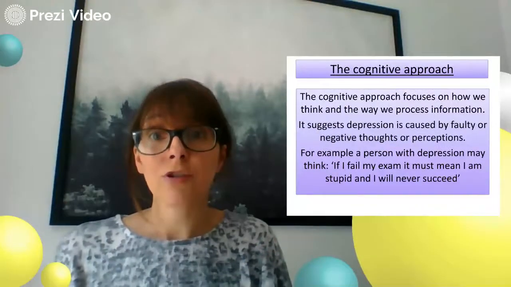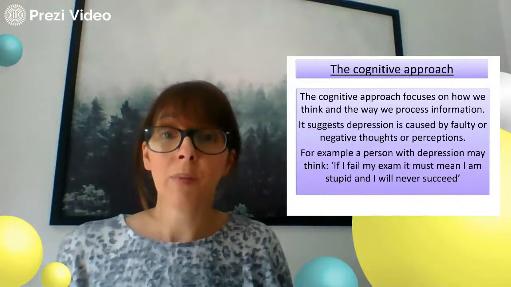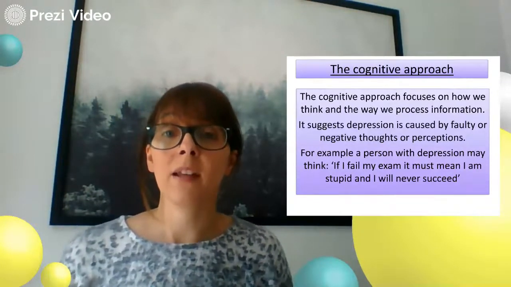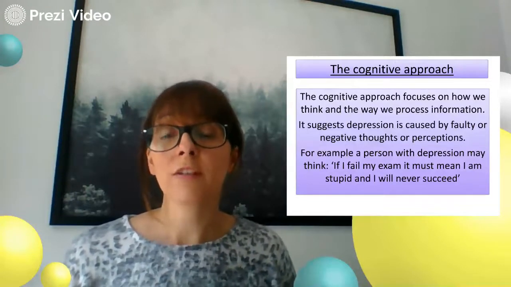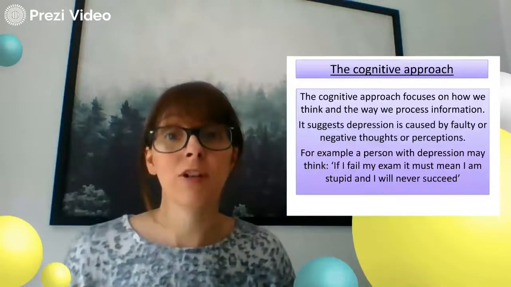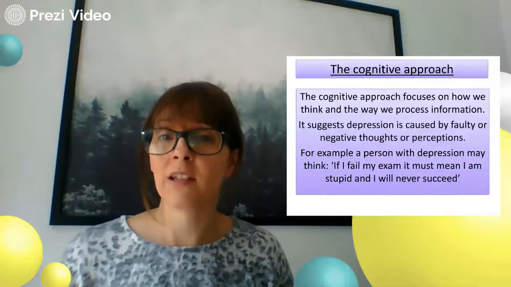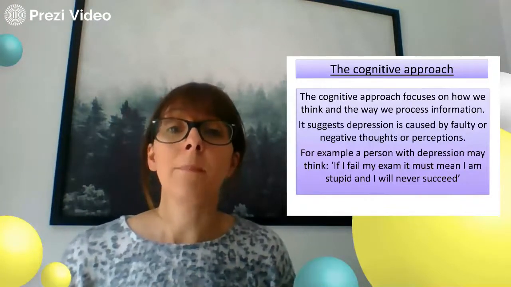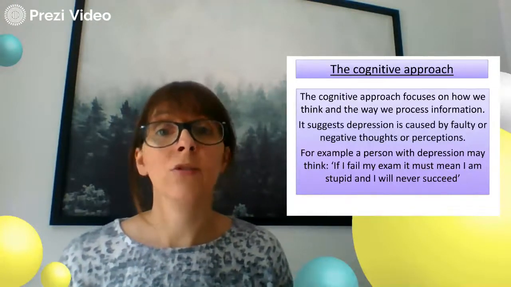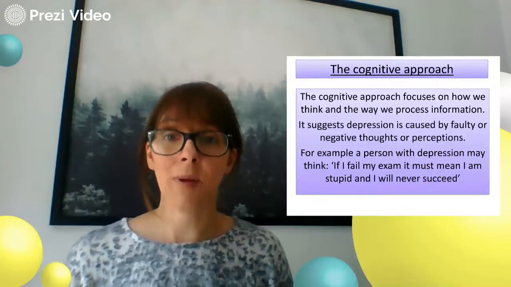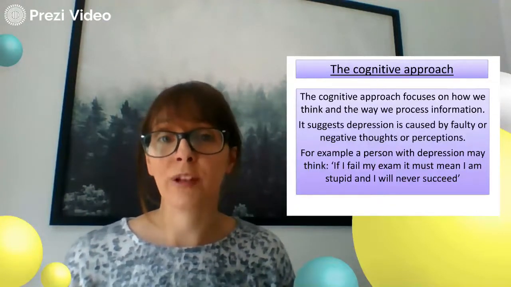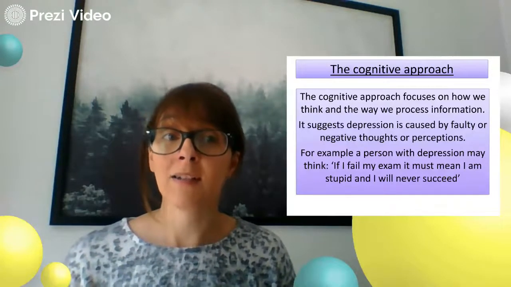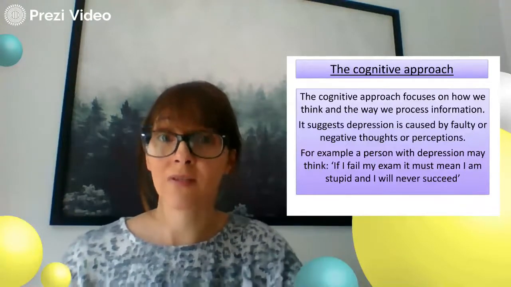So the cognitive approach would suggest that someone with depression has faulty thinking. It focuses on the way that we think and process information. So the cognitive approach suggests that someone who's suffering from depression thinks about things a little bit differently, and they process information in a different way, and often this way is more negative than other individuals, or it might be a little bit irrational compared to other individuals. An example that I have here: someone with depression might think, if I fail my exam, it must mean I am stupid and I will never succeed.